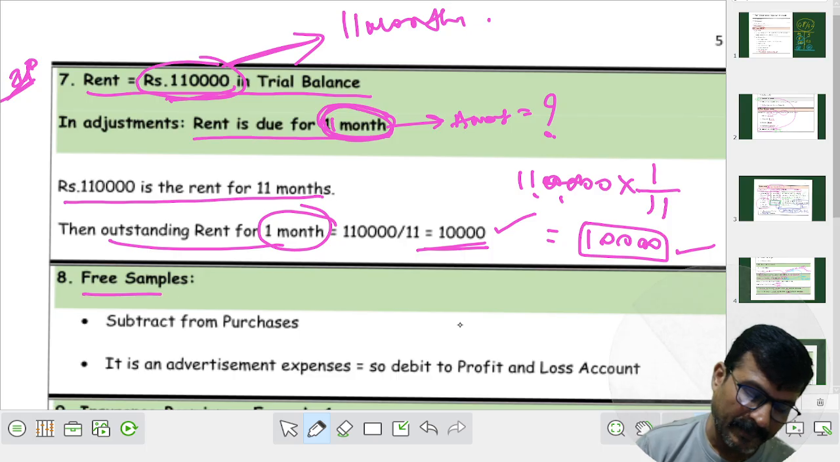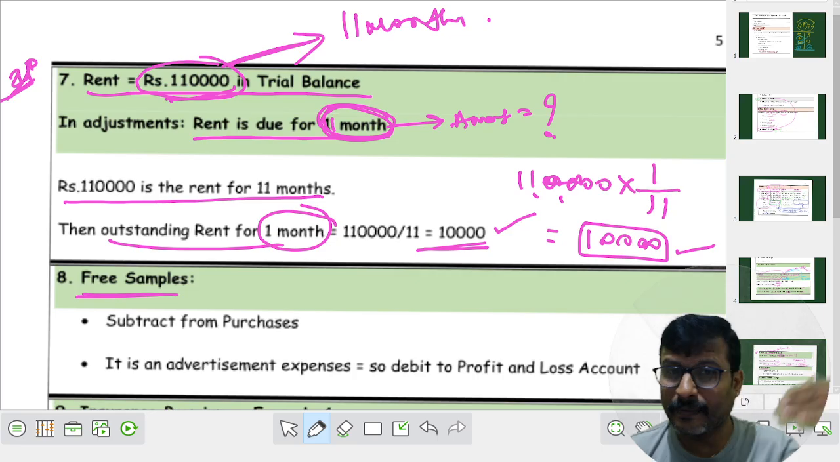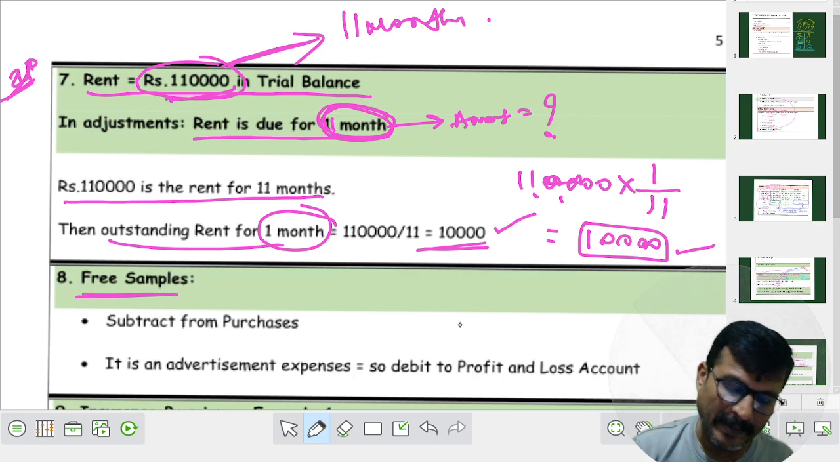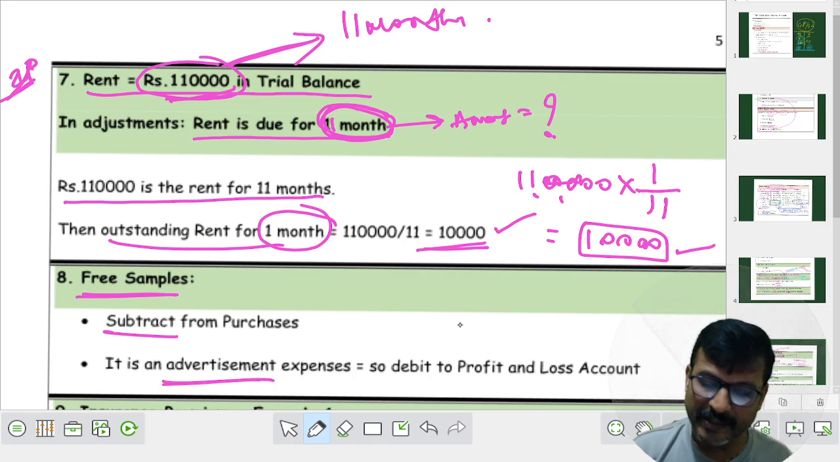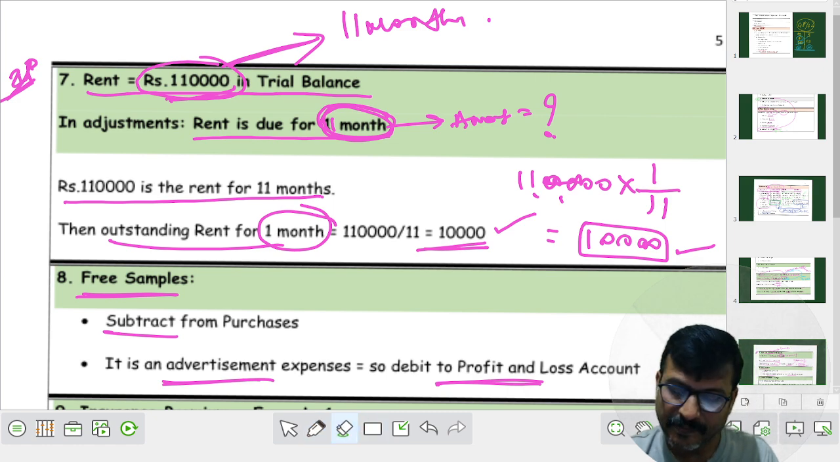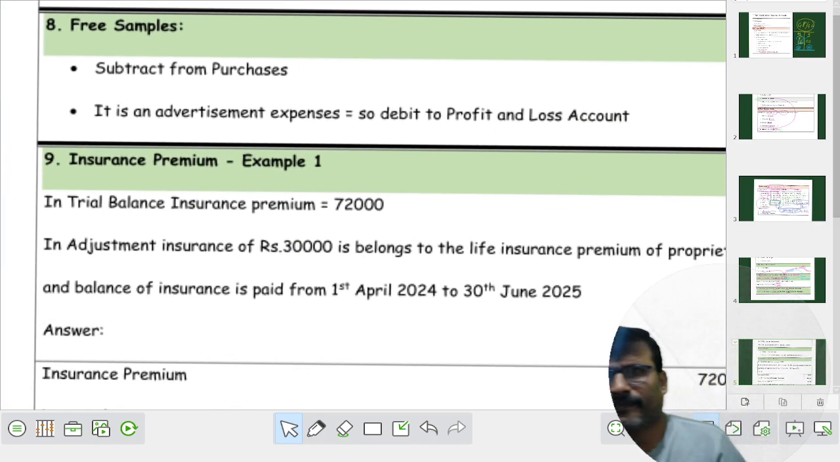Next, free samples. We learned this concept from our inventory chapter. Free samples are to be subtracted from purchases. Free samples are an advertisement expense. It is an indirect expense. It comes in the profit and loss account. Okay, next, insurance premium.